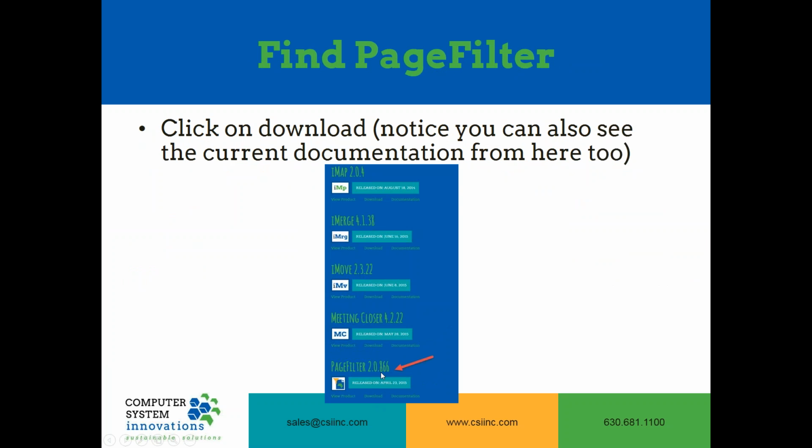So you'll notice we've got PageFilter here. You can view the product. That'll take you back to the product page, but you can download the product as well as the user guide. Or maybe you have a somewhat new version and you want to read the documentation before you download the newest version. You can also do that and just view the actual documentation first and see what changes were made, and then decide if you want to upgrade to the newest version.